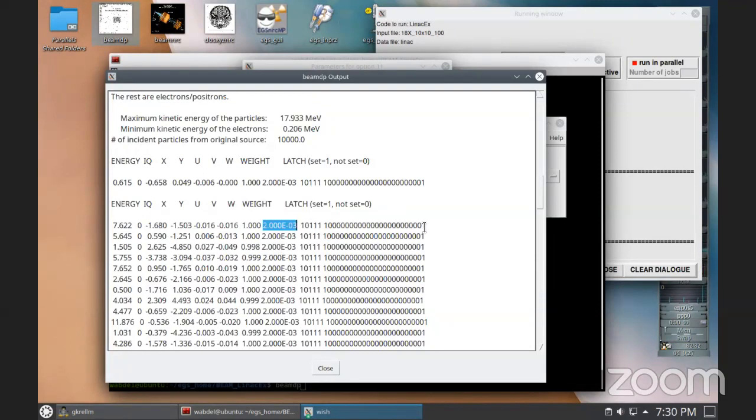Now the latch is something you can think of as flags, okay? For example, a certain particle went inside the region, and we want to flag it. I want to flag a particle that has passed through the jaw or interacted in the jaw, because at the end, when I want to analyze the phase space file, I can ask it to list the particles that only interacted in the jaw. Then I would see which particles have that flag. And this is what we call latching.